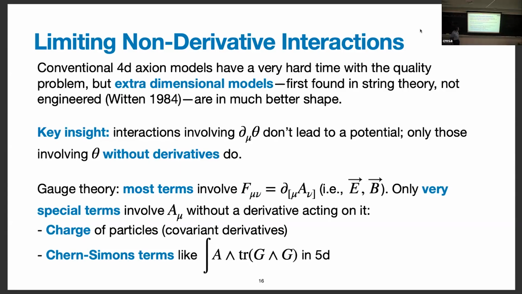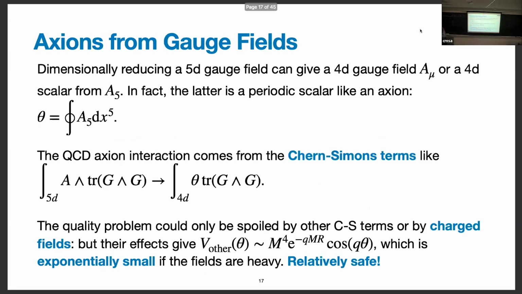And if I have a gauge theory and I want to know where I can see A without a derivative, the answer is that charged particles have covariant derivatives that involve A, and there are Chern-Simons terms, so things like A times field strengths. Chern-Simons terms are not actually gauge invariant terms in the action, but e to the i action is gauge invariant. So they're kind of subtle, but they're things that we are allowed to write.